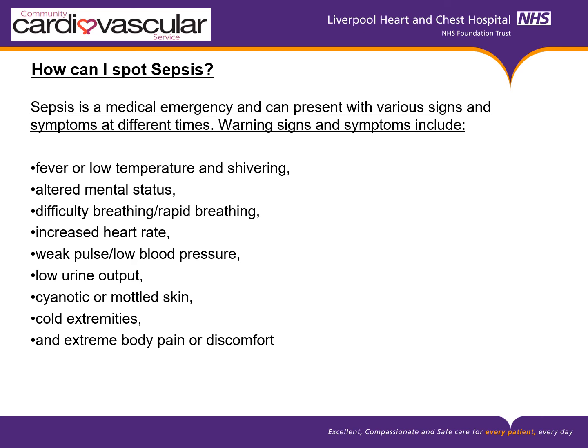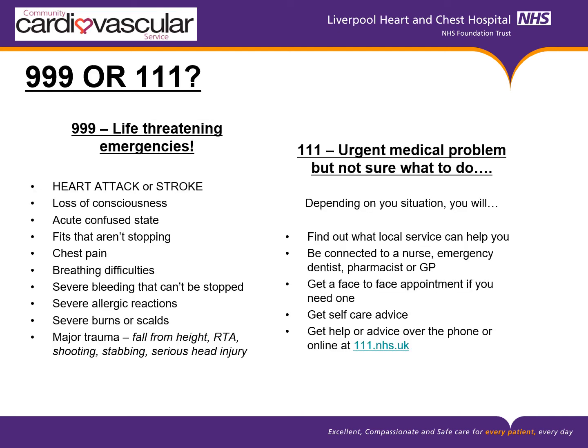If somebody hasn't passed urine for over 8 hours. If somebody is passing a very small amount of urine. If somebody's got mottled skin or a rash, cold extremities, and extreme body pain or discomfort, these could all indicate that somebody is showing signs of sepsis. Please see the two lists below on the presentation.